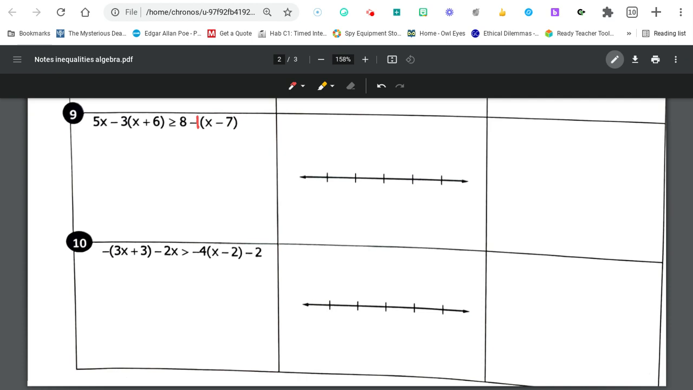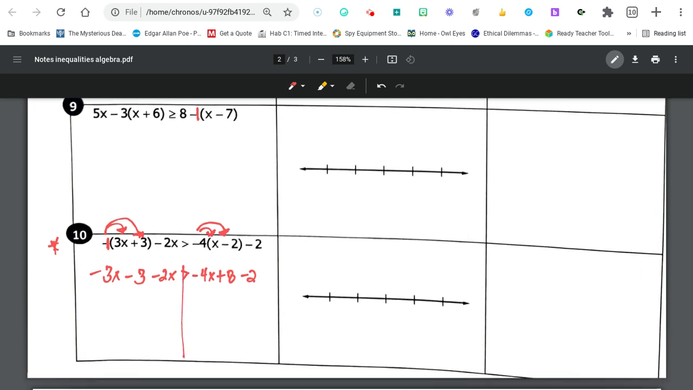Okay, let's take a look at 10. I'm going to put an imaginary 1 right here because there's nothing to distribute. I'm going to do 10. -1 times 3x is -3x. -1 times +3 is -3, minus 2x greater than, use the distributive property again, -4x. -4 times -2 is +8, and bring down your -2.